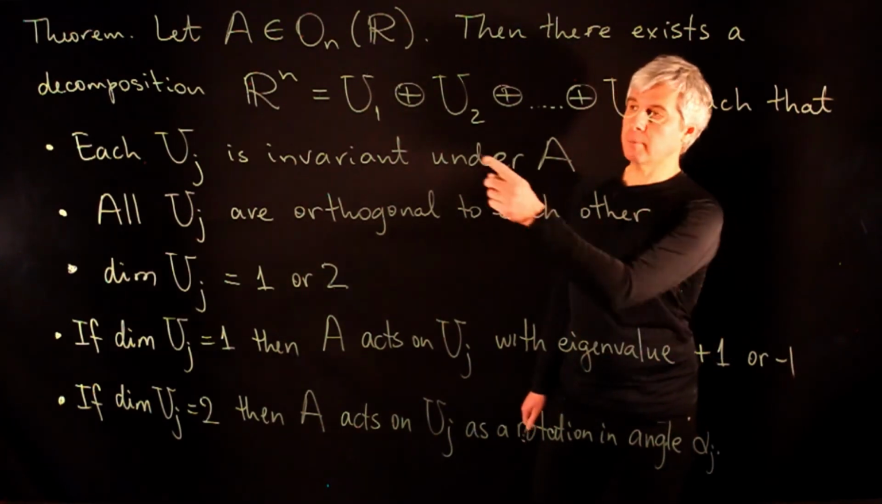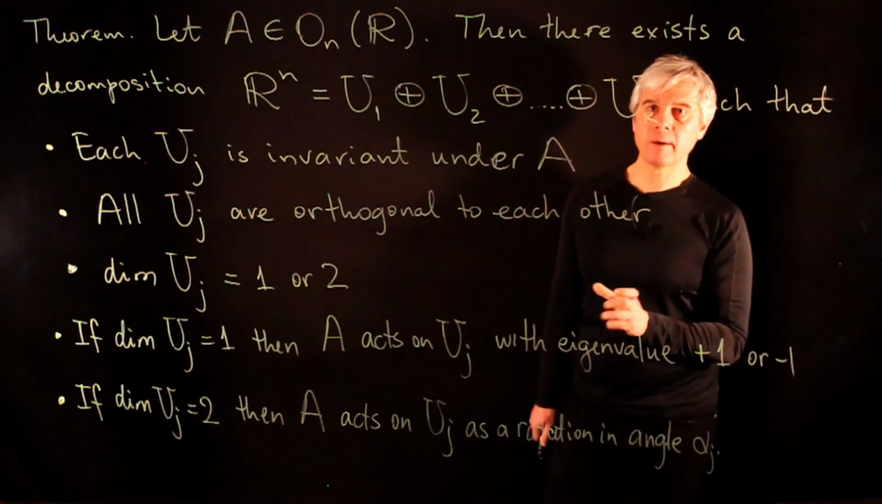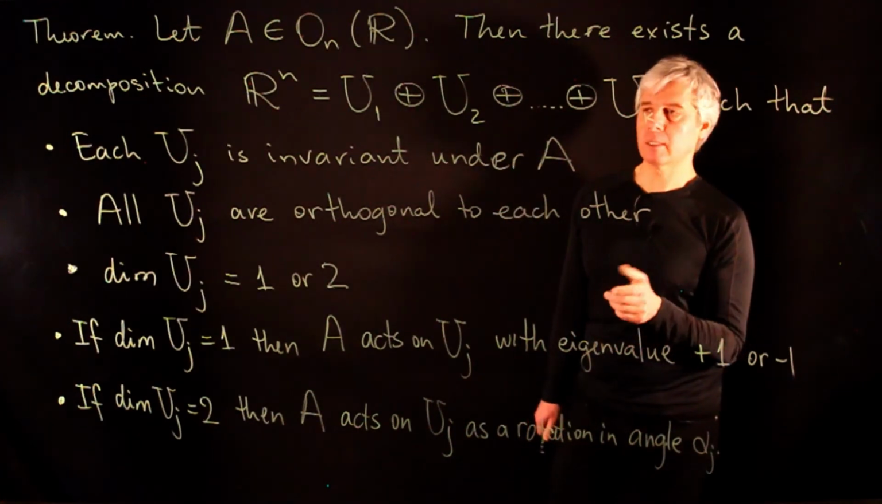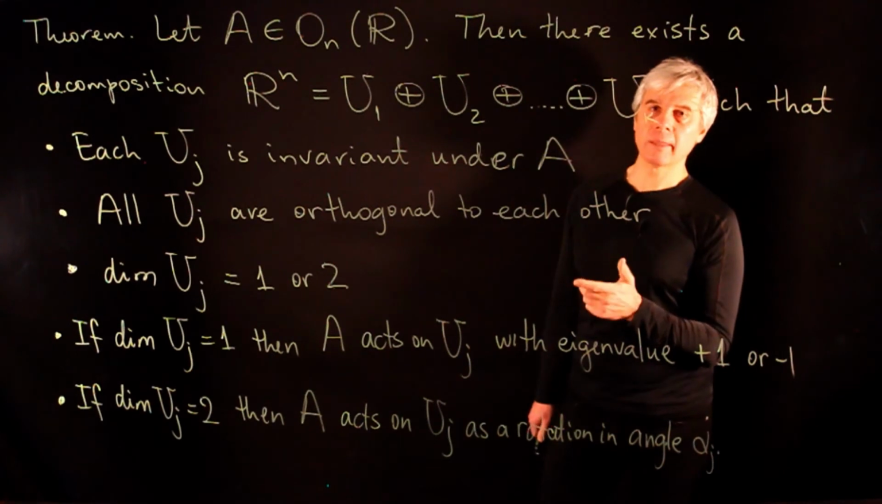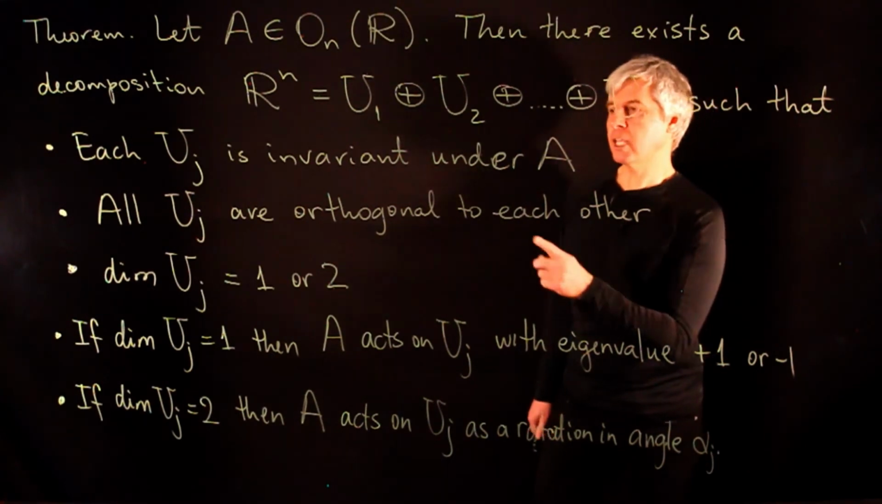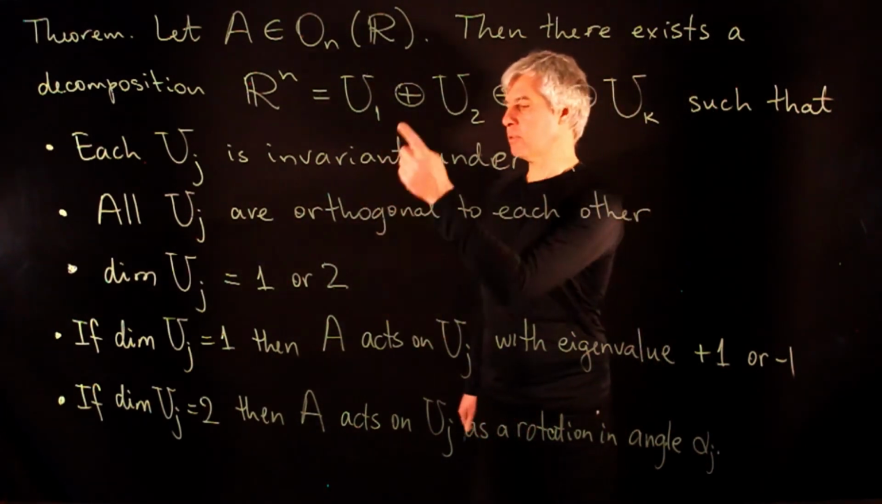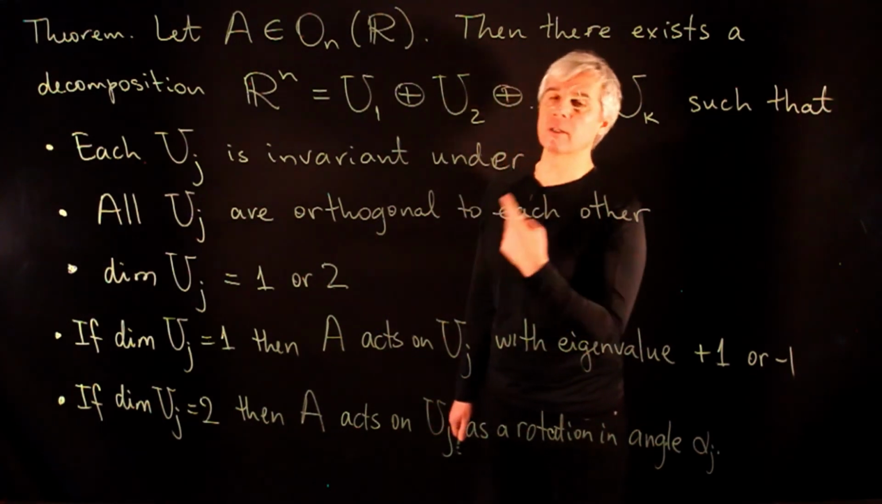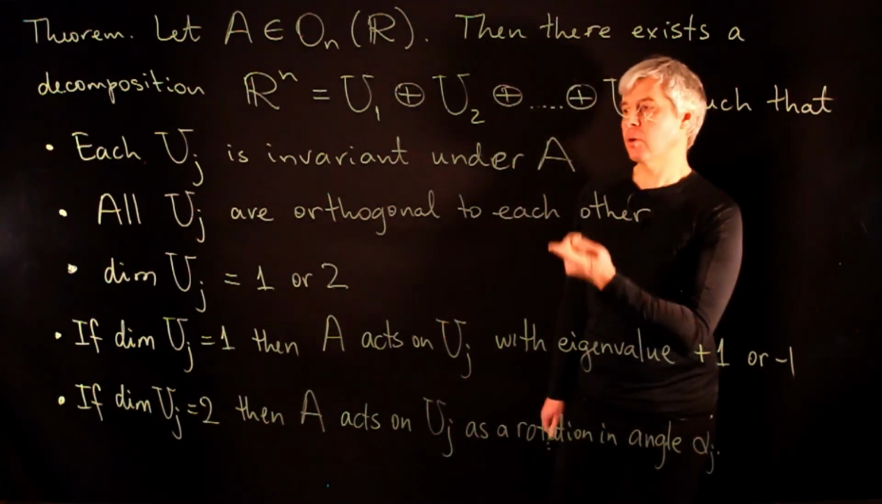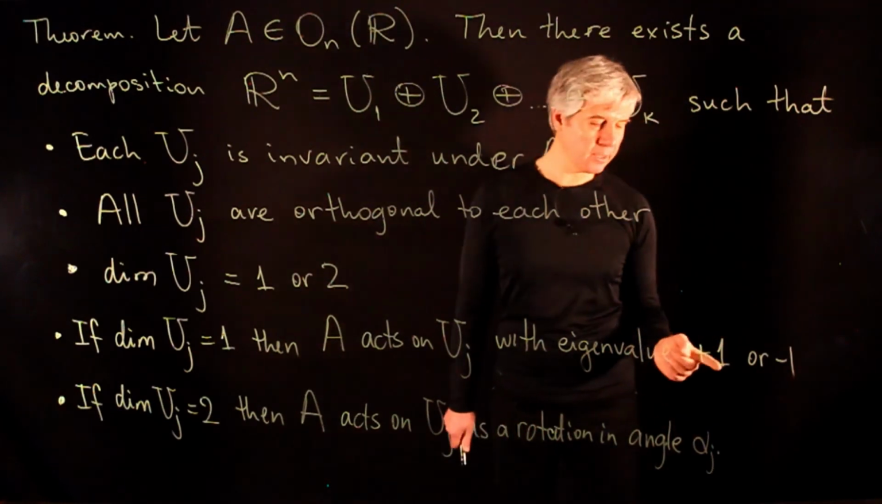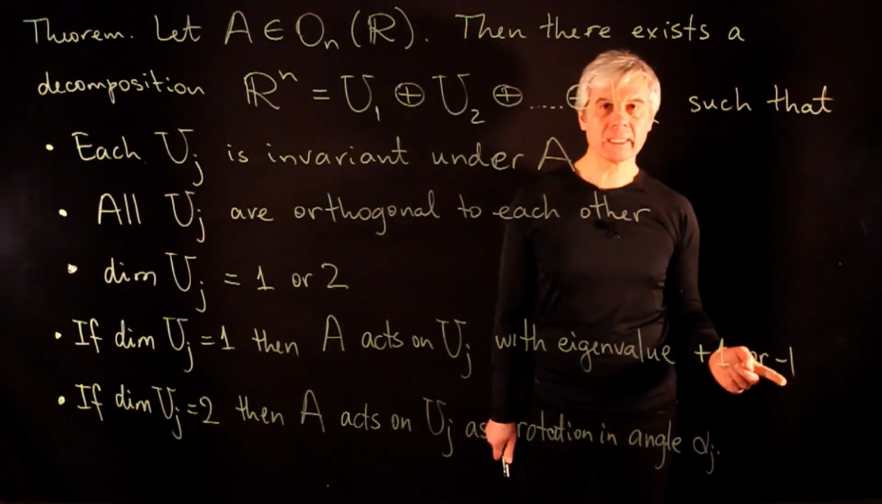So here we decompose Rn in a direct sum of mutually orthogonal subspaces, where each subspace is either a line or a plane, and on each plane this transformation will act as a rotation in its own angle, and on each line it either acts as identity or as a reflection.